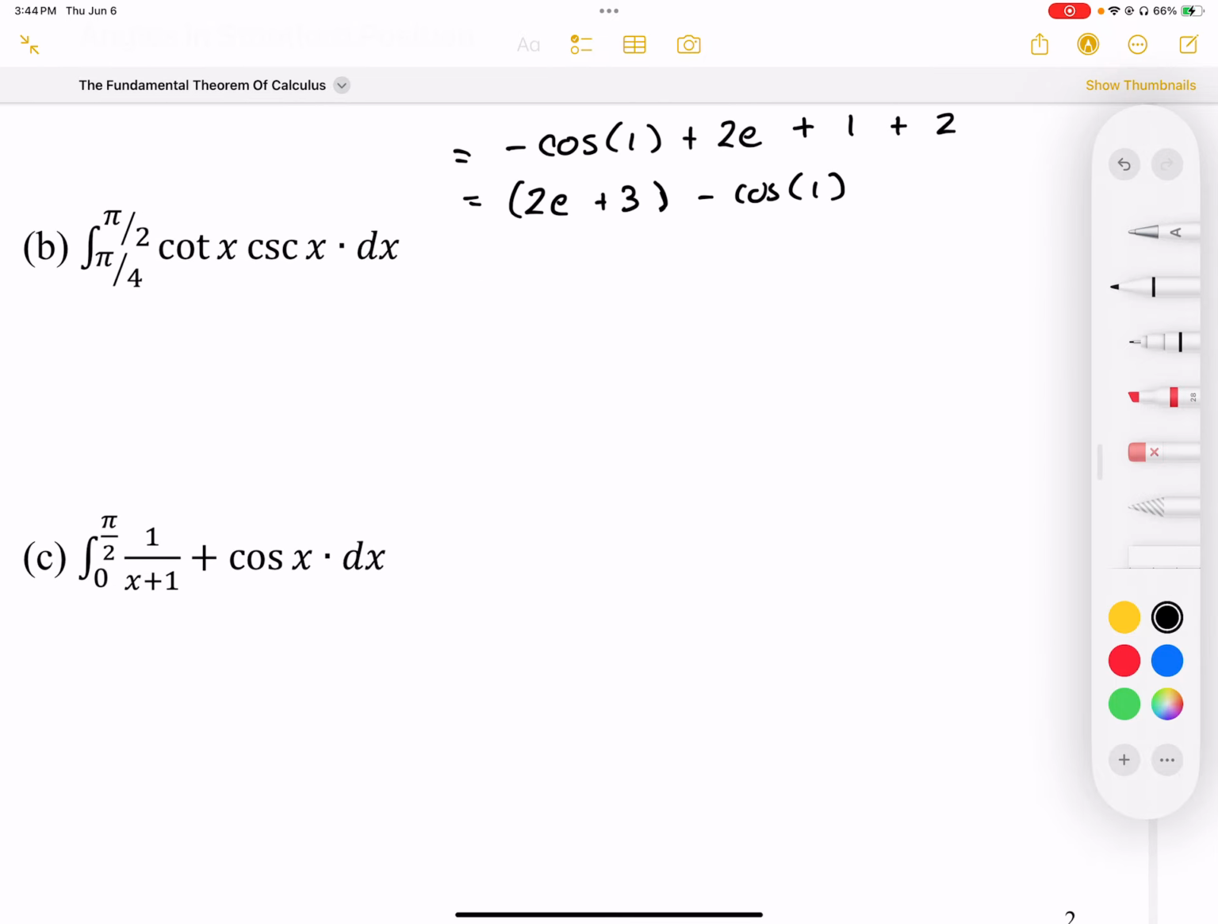For this one here, I need an antiderivative for cotan cosecant. If I check my formula sheet, well, the derivative of cosecant is negative cosecant cotan. So I know the antiderivative for this should be negative cosecant x, and I'm going to evaluate that integral from pi over 4 to pi over 2.